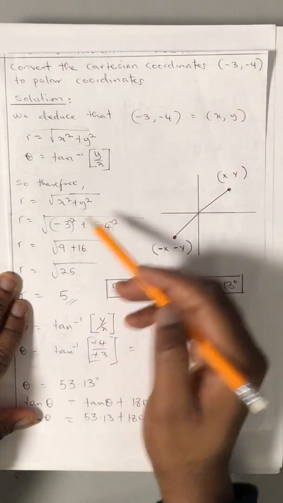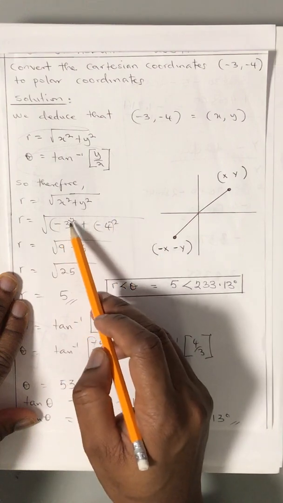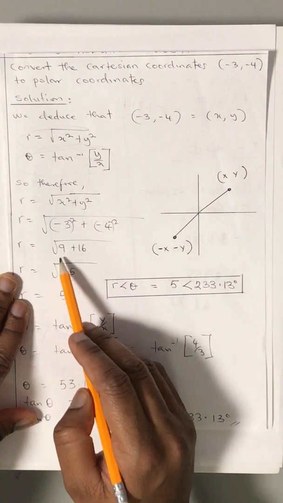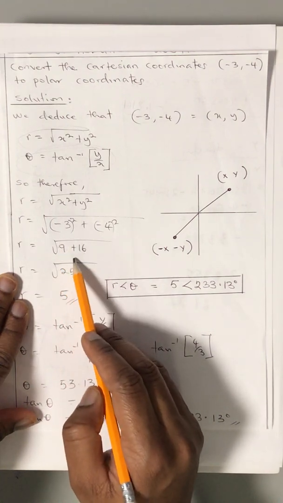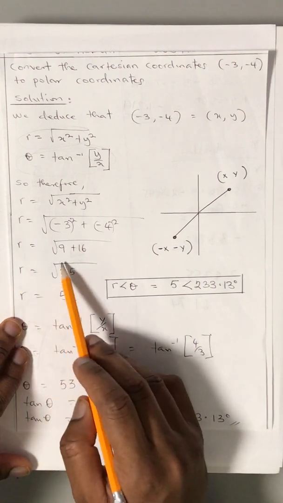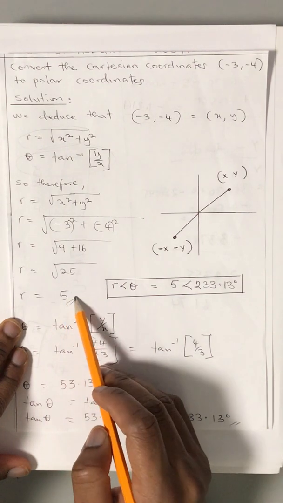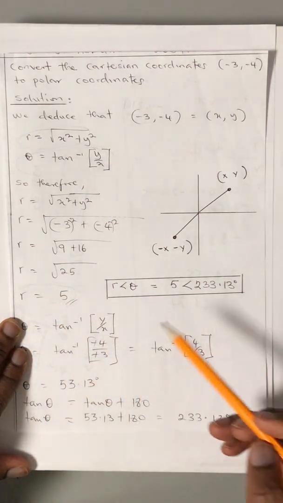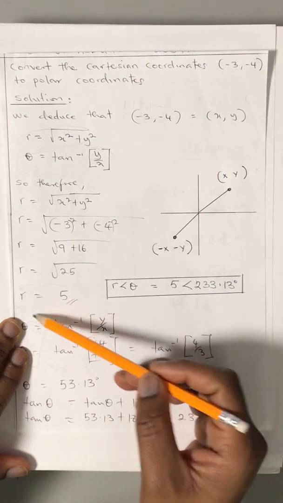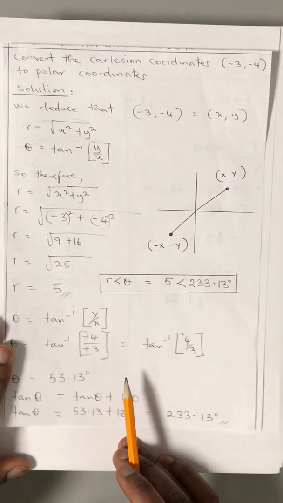Then we can input the entries. Then r becomes the square root of (-3) squared plus (-4) squared, which becomes r equals square root of 9 plus 16. Then it becomes r equals square root of 25. r becomes 5. This is called the resultant of the Cartesian vector that we have over here.